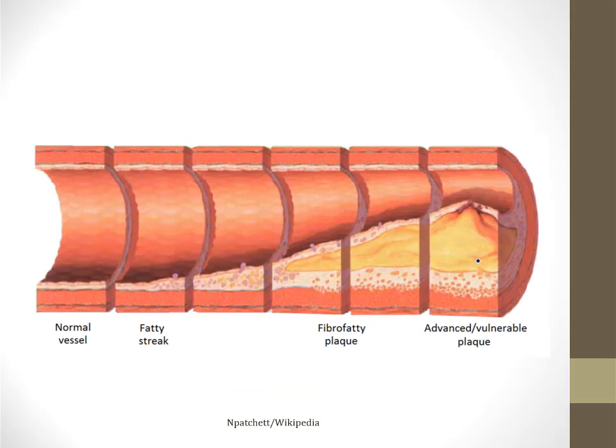And here's a picture just to put it all together. Initially, you have a normal vessel. You develop a fatty streak that progresses into an atherosclerotic or fibrofatty plaque. And eventually these plaques can rupture and ulcerate, and we'll talk more about that a little later. Those are called advanced or vulnerable plaques.